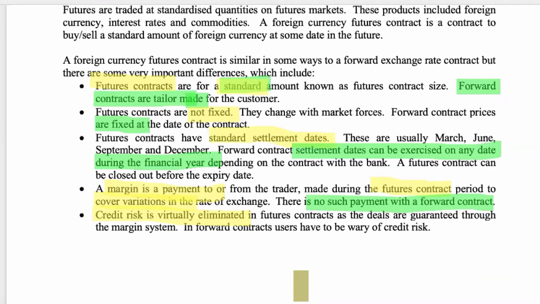The seller of the futures contract would have been great, having sold at 22. They can buy back at minus $37 and make $50 on the oil that they were willing to sell at 22. So you can see how credit risk is said to be virtually eliminated, but it's not always eliminated.